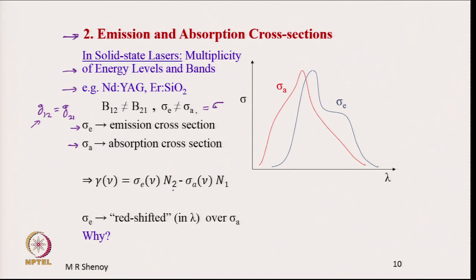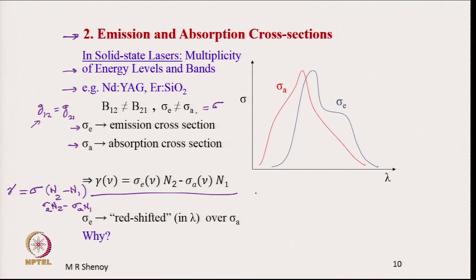into N2, because please see, gamma was equal to sigma into delta N, that is N2 minus N1. We had a common sigma, and this N2 term came because of stimulated emission and N1 came from stimulated absorption. If sigma is not the same for emission and absorption, then we will have sigma E into N2 here and sigma A into N1. So that is what is written here, that the expression for gain is sigma E of nu into N2 minus sigma A into N1.